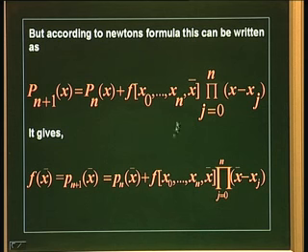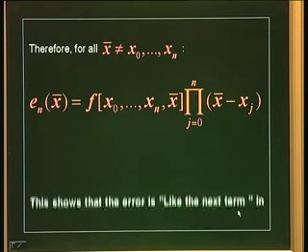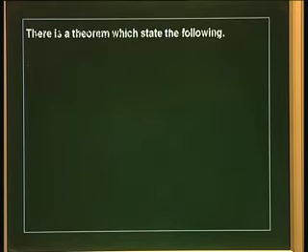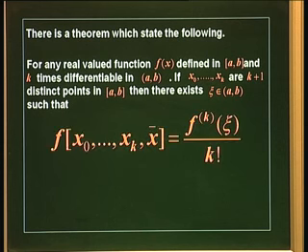So we don't know this f of x bar in reality, but we can see that the error is of this form, like the next term in the polynomial. So now the question is, can we make an estimate of this? That's what we should try to see, and then we could compute some examples of this actually. What we use for this is a theorem.